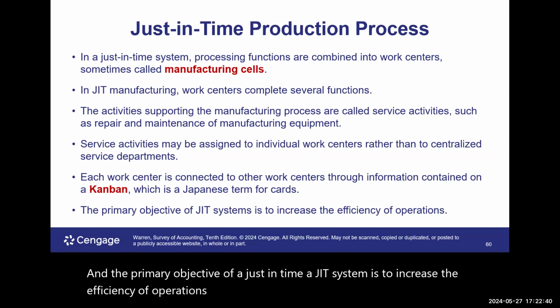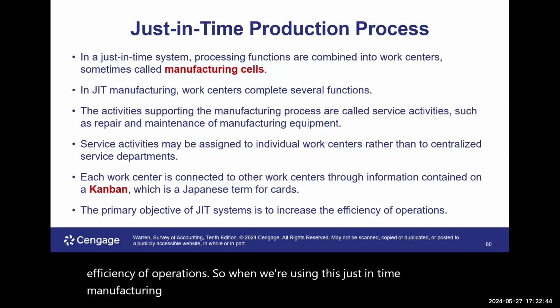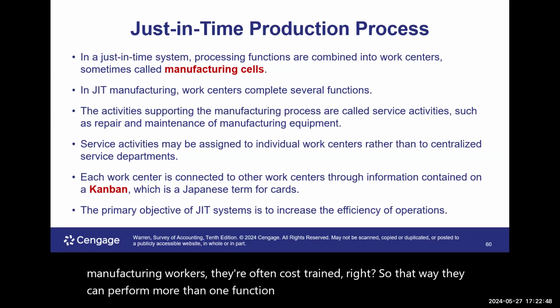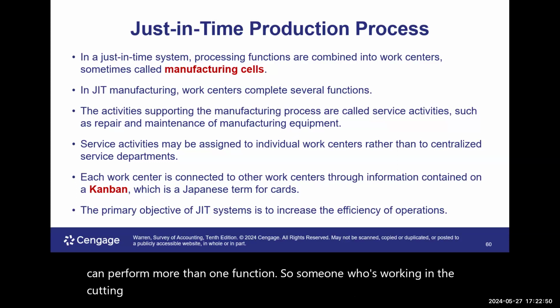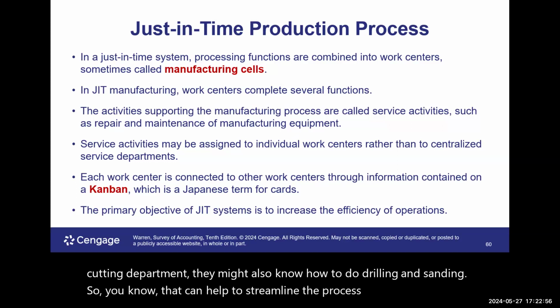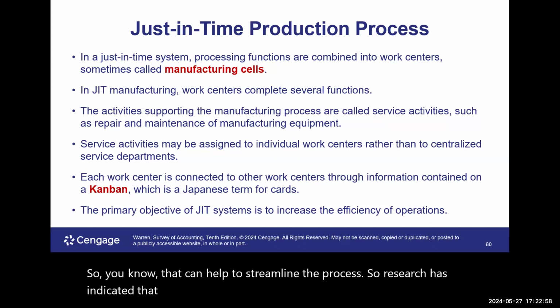So when we're using this just-in-time manufacturing, workers are often cross-trained, right? So that way they can perform more than one function. So someone who's working in the cutting department might also know how to do drilling and sanding. So that can help to streamline the process. Research has indicated that workers who perform several functions identify better with the end product, the end result.